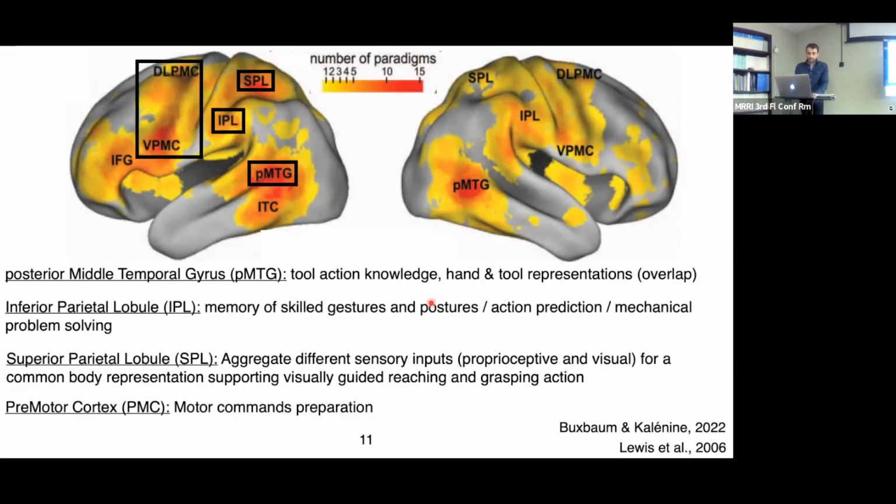And then there is a more anterior part of the brain, likely more involved in the execution part, which might play a role in motor command preparation. I forgot to mention that the name of that is likely the premotor cortex.